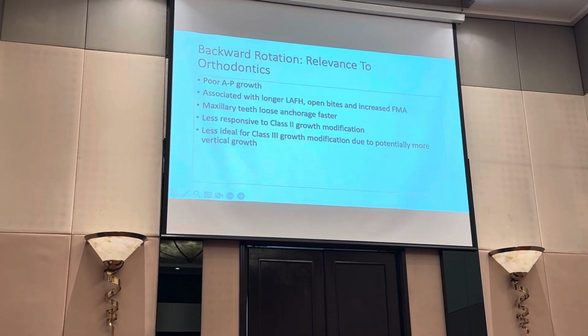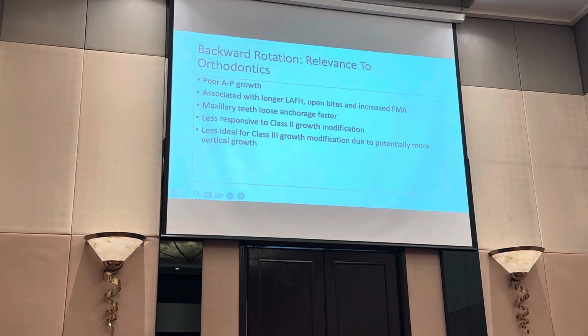That's why some twin blocks work very well, and some twin blocks don't work at all. Why? Because their growth direction is not in your favor. So for these kinds of patients, no choice. Either you accept it, otherwise in the future they will need surgery. It is also less ideal for class 3 growth modification due to potentially more vertical growth.